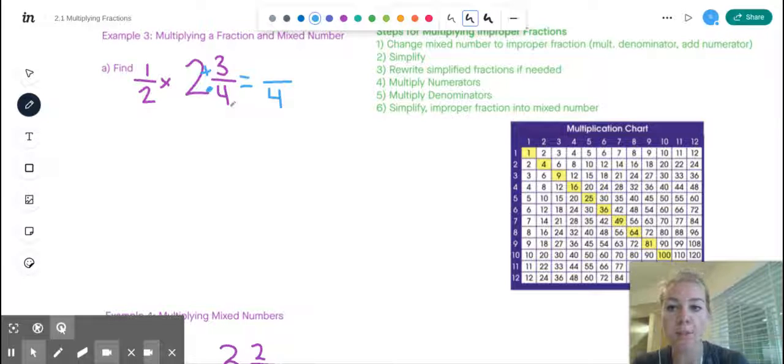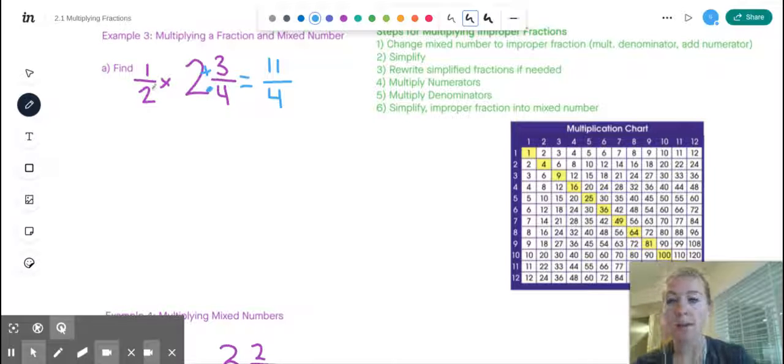Okay, so multiply the denominator. We're going to take 4 times 2, which is 8, plus 3, which is 11. So again, denominator stays the same. 4 times 2 is 8, plus 3 is 11. So you kind of work in a circle there. So now we have our improper fraction.